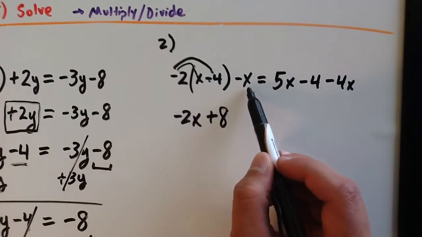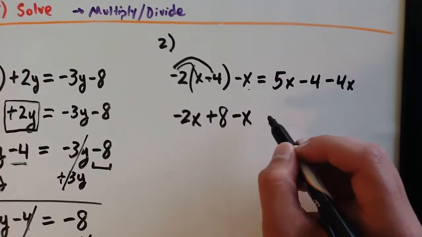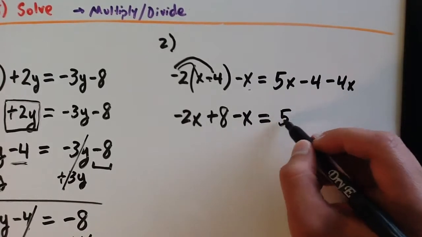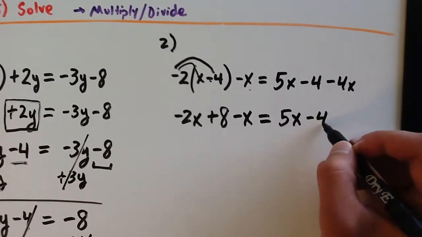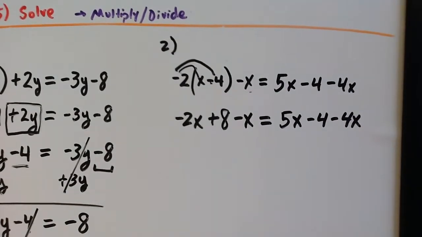I don't distribute to this term, right? It's not in the parentheses. So I just bring it down, negative x. Then you have your equal sign. Over here you have no parentheses, so I'm just going to bring all of that down. 5x minus 4 minus 4x. So now my expression has no parentheses. I have eliminated them by using the distributive property.